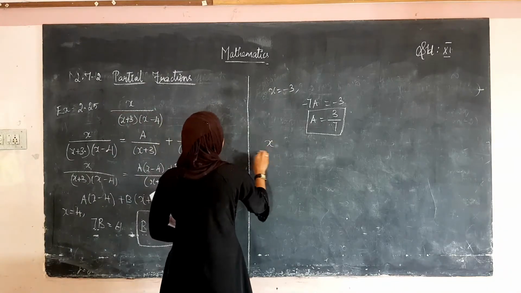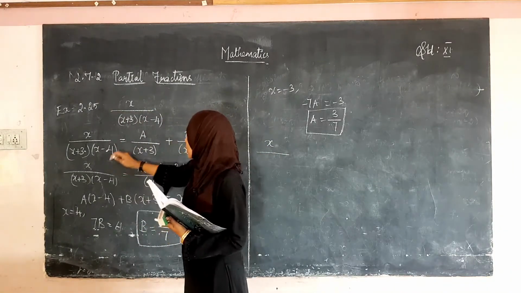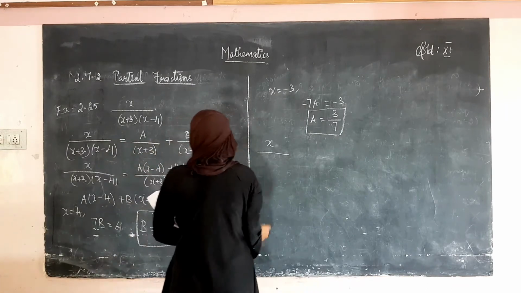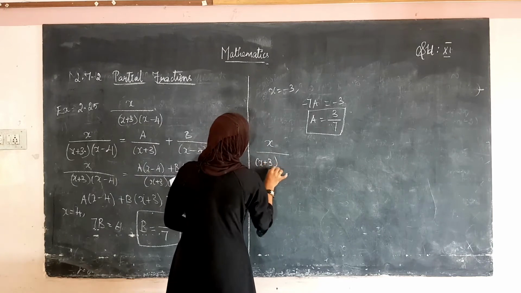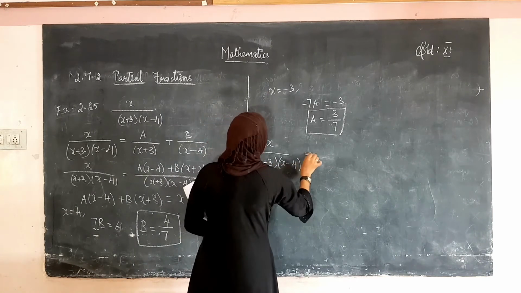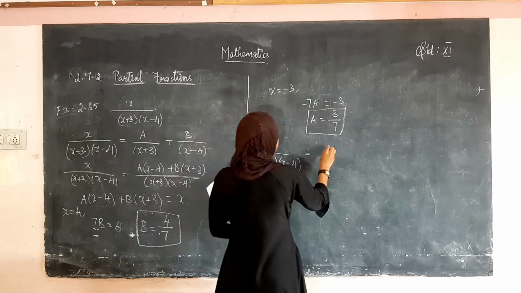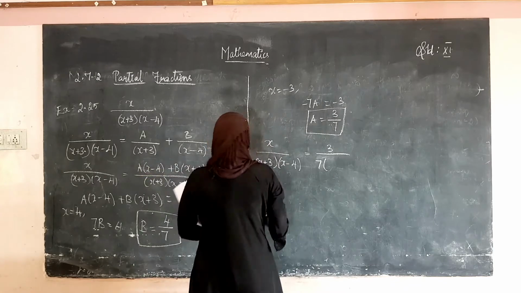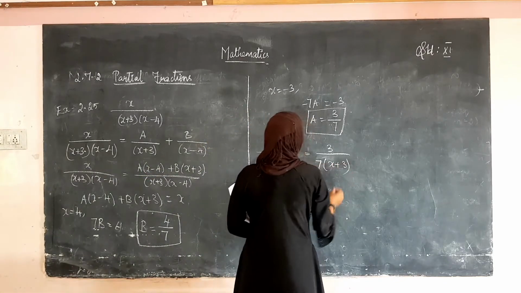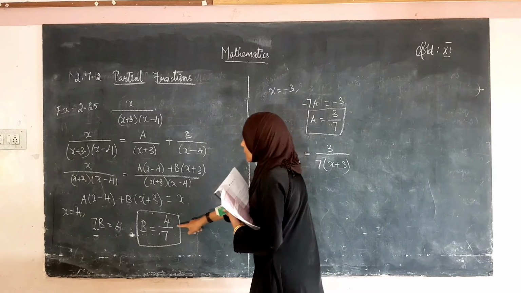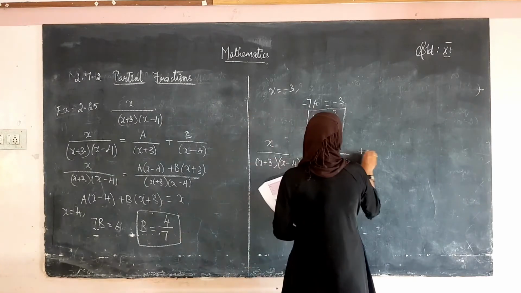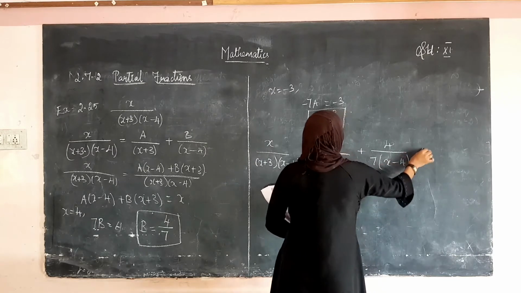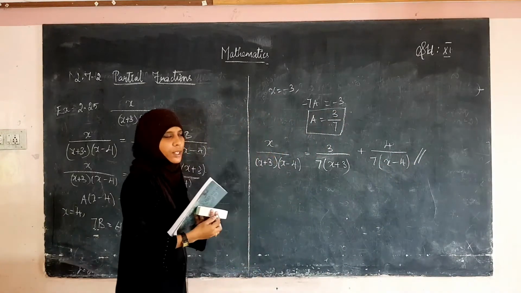So this is how we have resolved the partial fraction. Why we proceed like this is that we have to find the values of a and b. So x divided by x plus 3 into x minus 4 is equal to, what's the value of a? a is equal to 3 divided by 7, so 3 divided by 7 into x plus 3. What's the value of b? b is 4 divided by 7, so plus 4 divided by 7 into x minus 4. Hence we have resolved it into partial fractions.